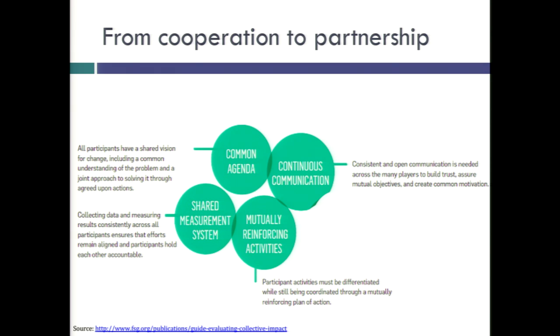There should be ideally continuous communication, so not just meeting once a year or a couple times a year, but consistent and open communication. Again, some of it is to build that common agenda, common language, common understanding, and to help some of these mutually reinforcing activities. And then finally, ideally, a shared measurement system so that success or failure can be measured for both organizations in terms that would be relevant for both organizations.